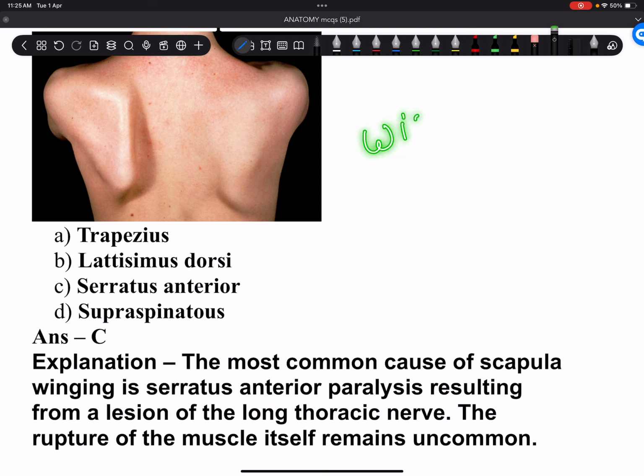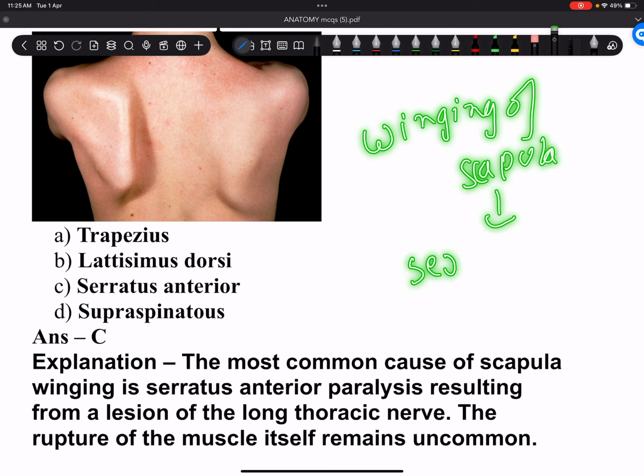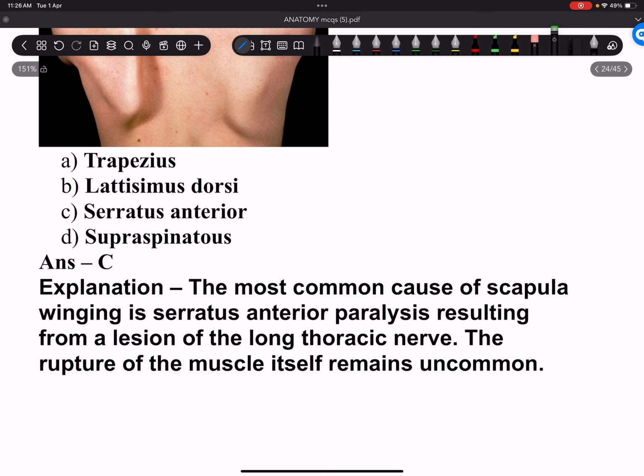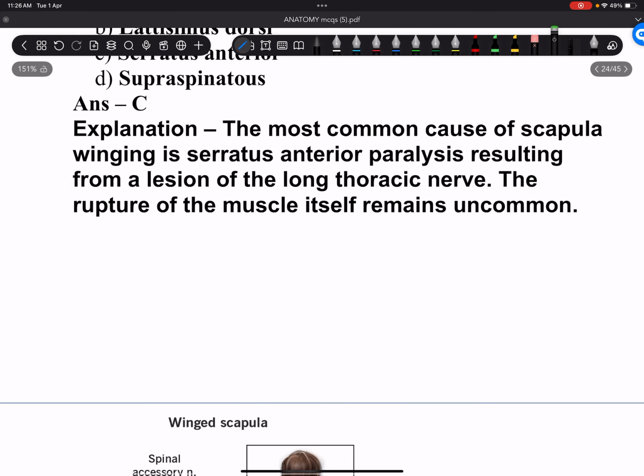Winging of scapula, which I already told you. Then serratus anterior paralysis. Then the other thing is long thoracic nerve issue. The rupture of the muscle itself remains uncommon.